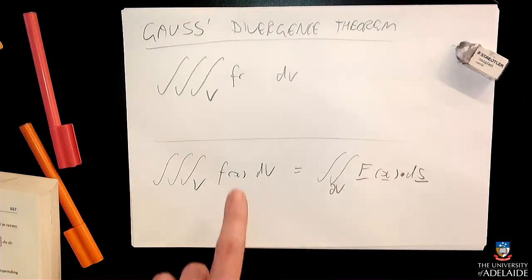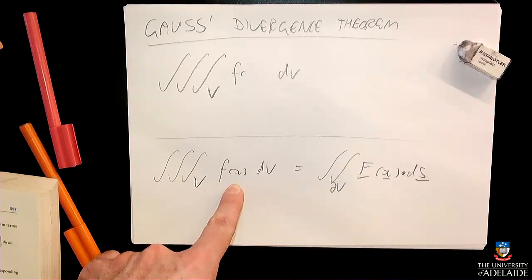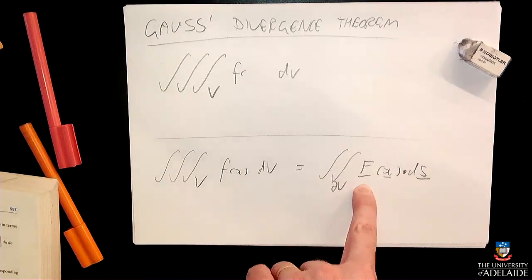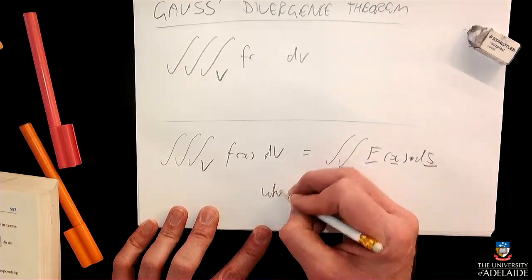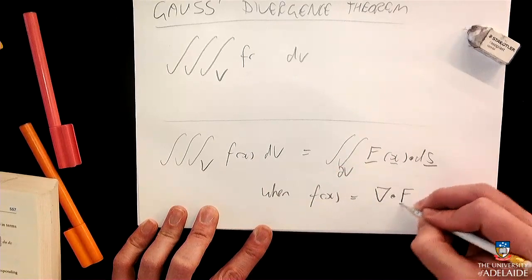So you're going to have the integral across a volume of a scalar function is the same as a different integral across the boundary of the volume of a different vector function, as long as f is the divergence of big F.